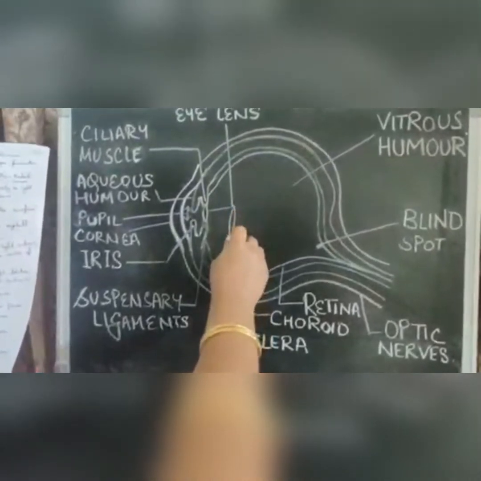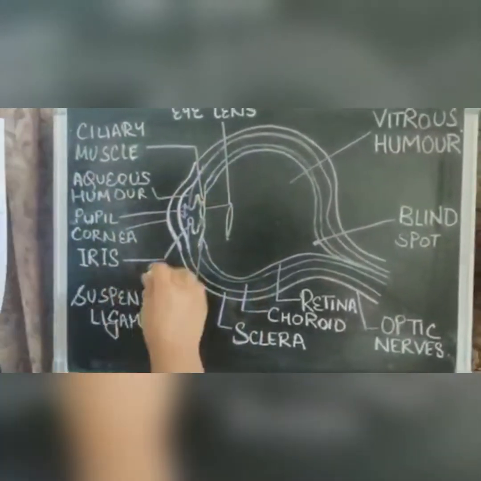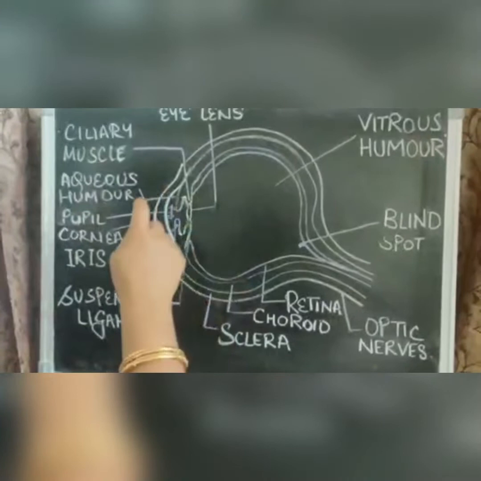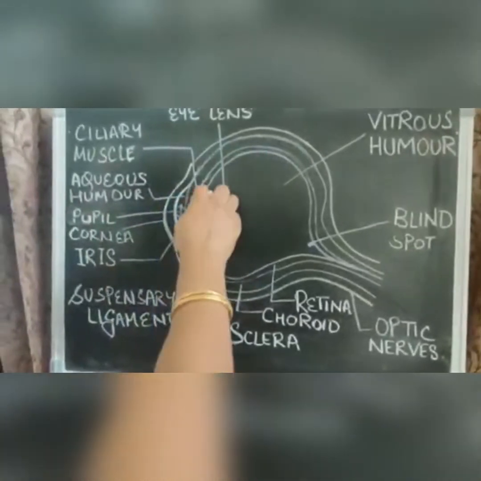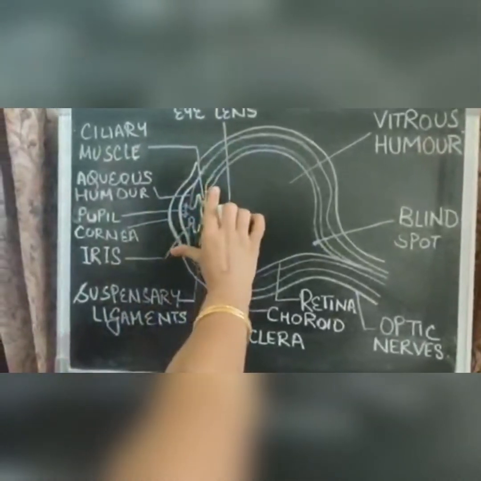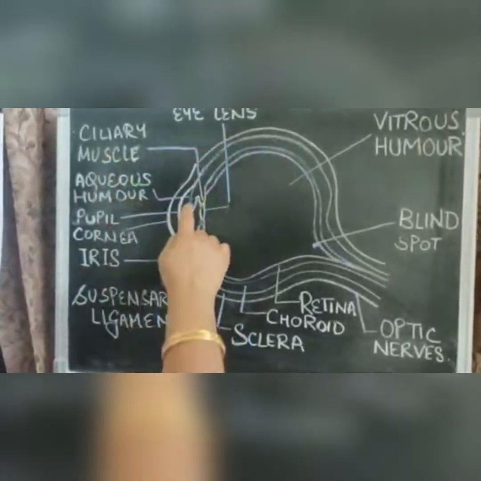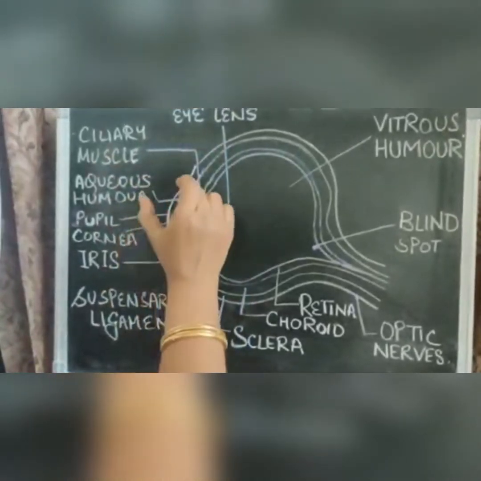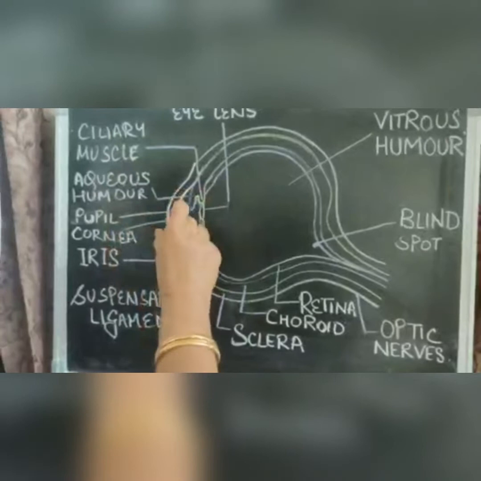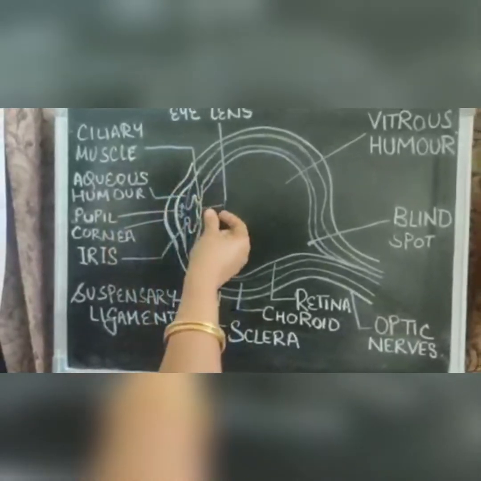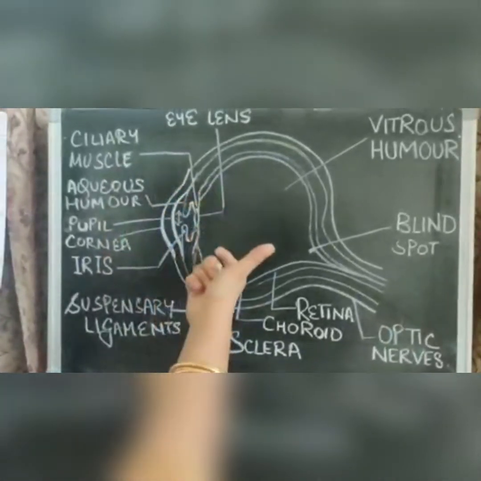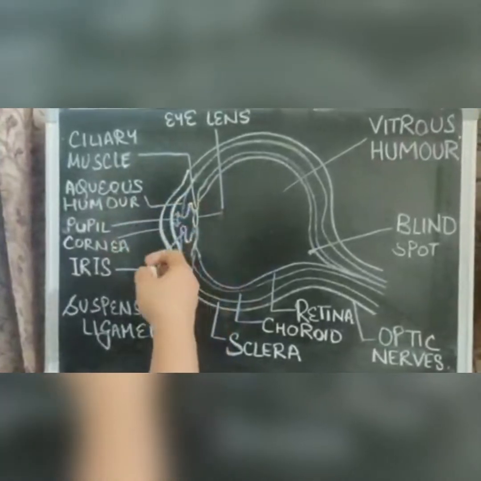So ciliary muscles help to adjust the focal length of this lens, and this lens is elastic in nature. We can adjust its focal length; we can make it thicker, we can make it thinner to see the objects.